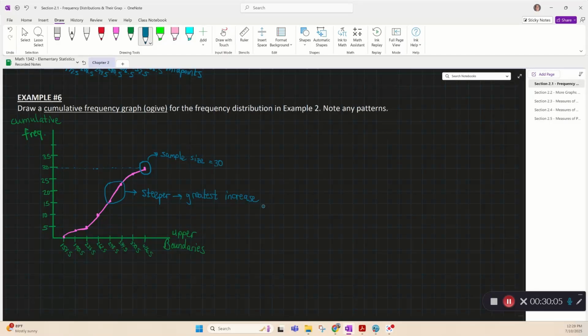But anyways, we are well over our 20 minutes. I should probably have broken this into 2 videos. But anyways, this is the end of section 2.1. So frequency distributions and their graphs.